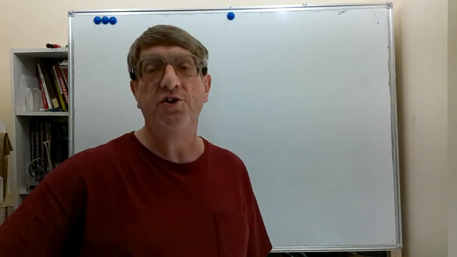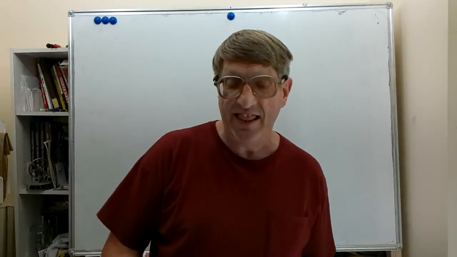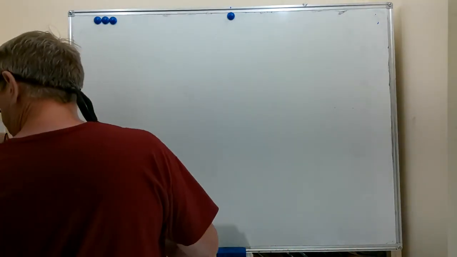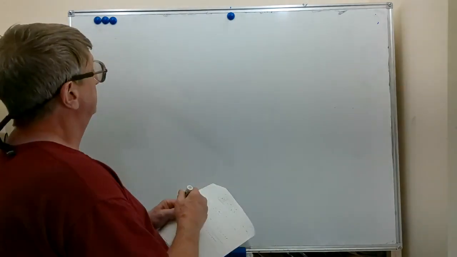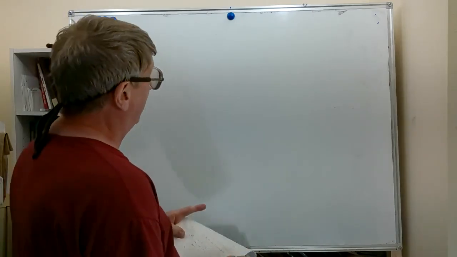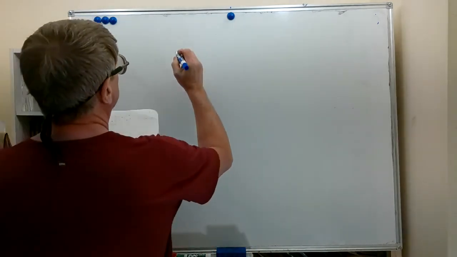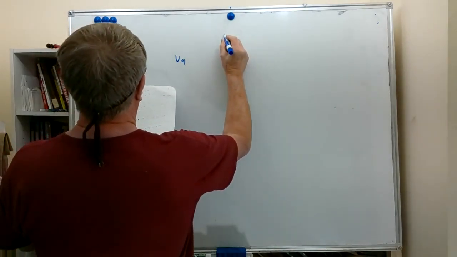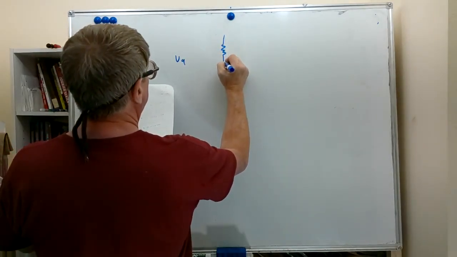Today we're going to continue with our discussion of analyzing series and parallel circuits, and we're going to work with another example. I'm going to draw a circuit on the board and we're going to go through analyzing that circuit. Got a voltage applied, we got two resistors in series here.